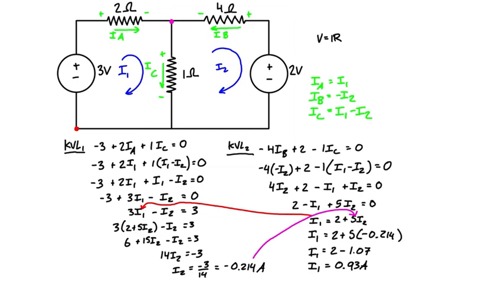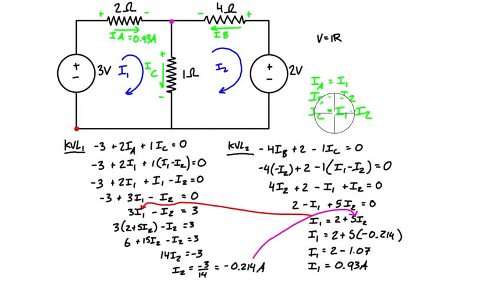So now we know I1 and I2. If that's what you were asked for in the beginning of the problem, you can just write that and stop here. If you were asked to find the branch currents, or the currents flowing through each resistor, we can do that as well. Because I1 is just equal to IA, so IA is going to be equal to 0.93 amps. We can label that on the diagram, 0.93 amps.